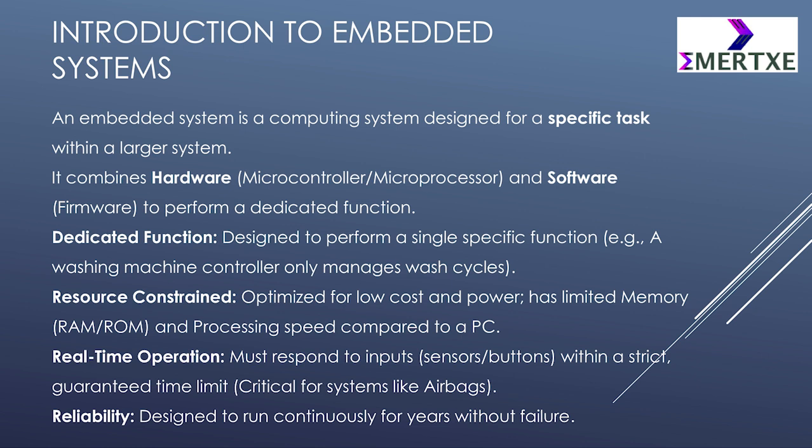There are three main characteristics that make a system embedded. First is dedicated functionality. It focuses on a single task like controlling an AC unit. Second is resource constrained. To keep cost low and efficiency high, we work with limited memory and processing power. Unlike the gigabytes of RAM in a PC, we often work with just kilobytes.